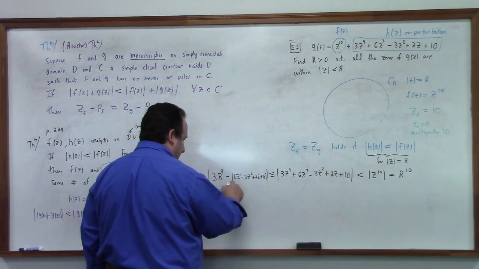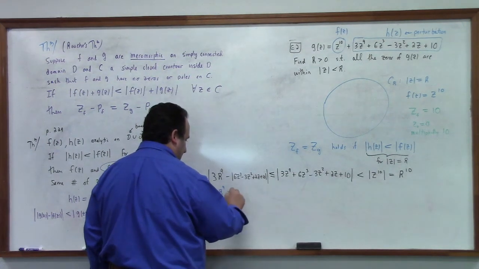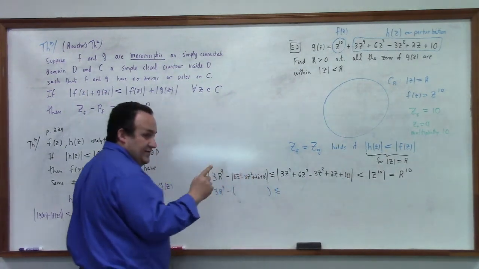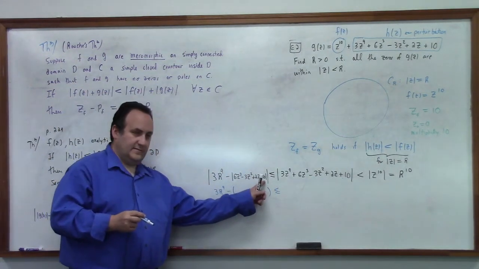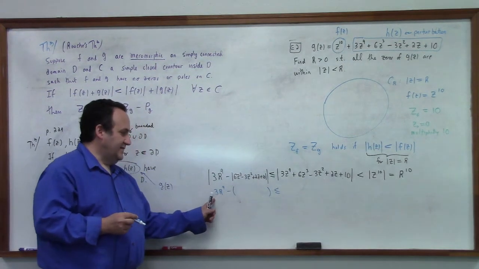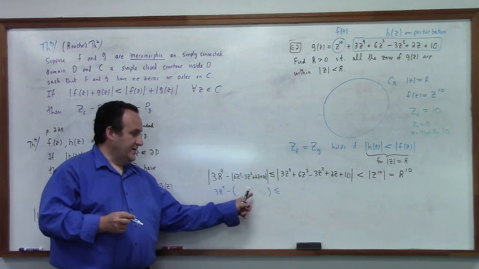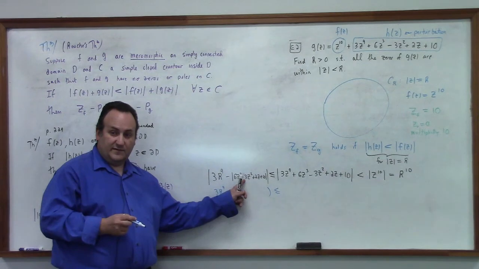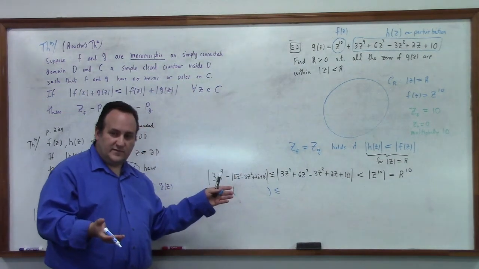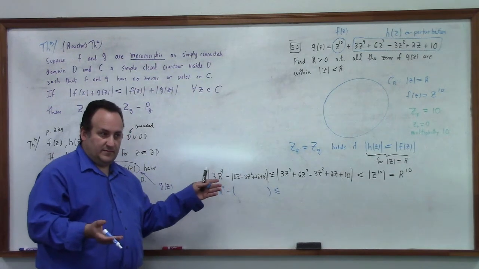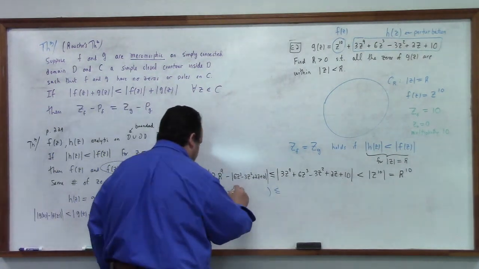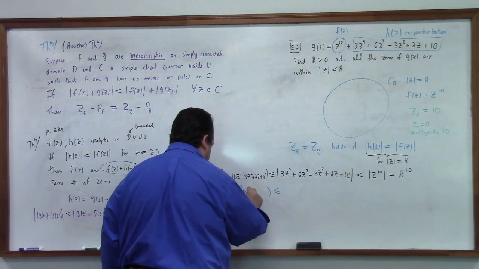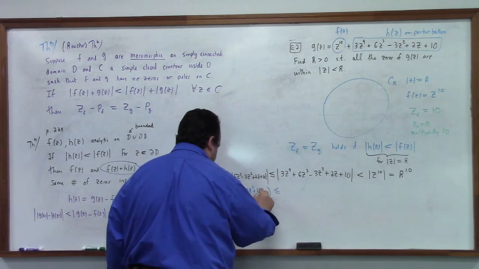Now here, we're subtracting this, right? I'm trying to make this difference smaller. If I replace this modulus with something that's larger, we're subtracting something larger. So thankfully, we can just use the repeated triangle inequality. Namely, this gives me 6r cubed plus 3r squared plus 2r plus 10.